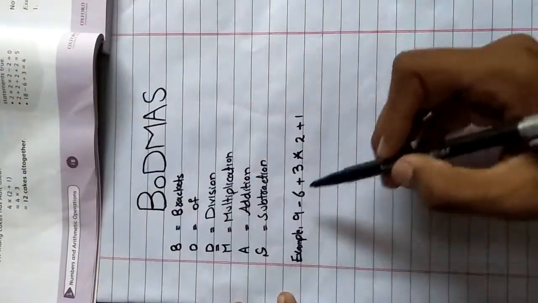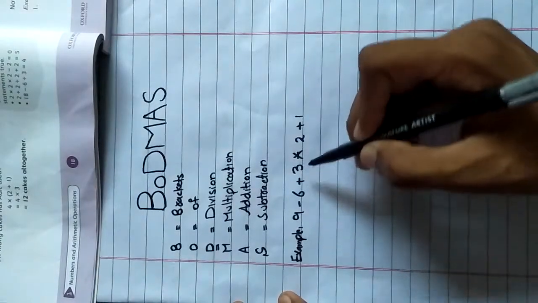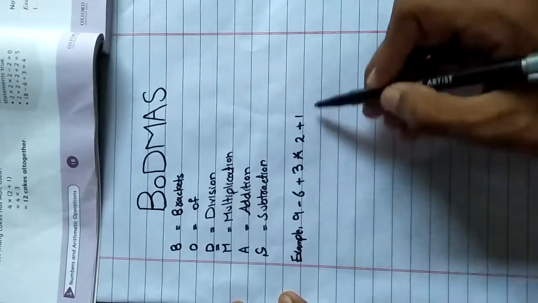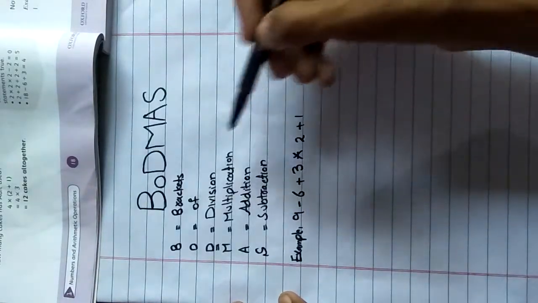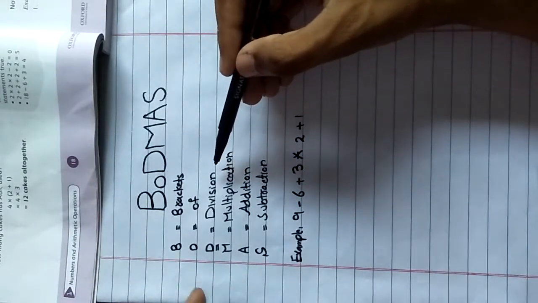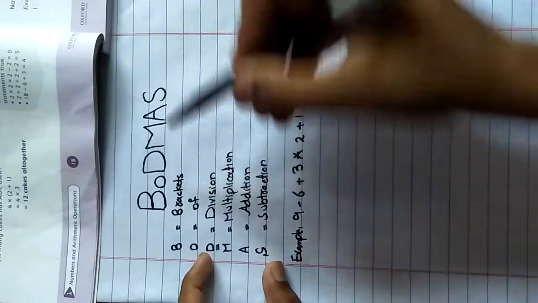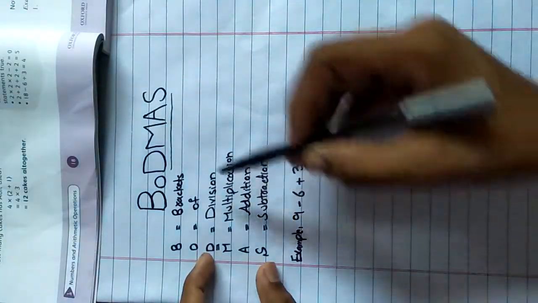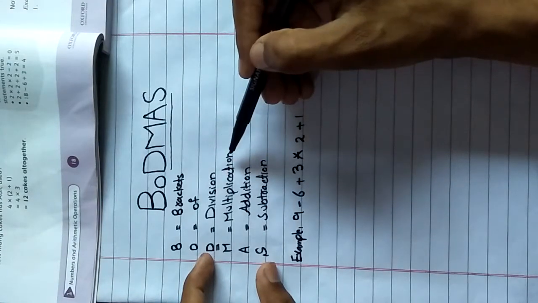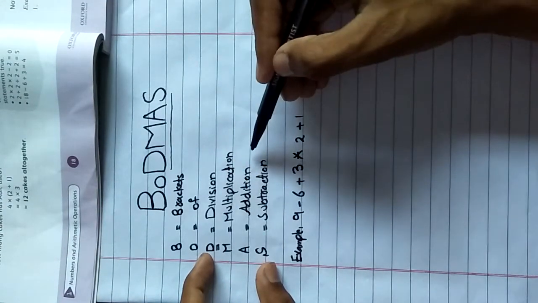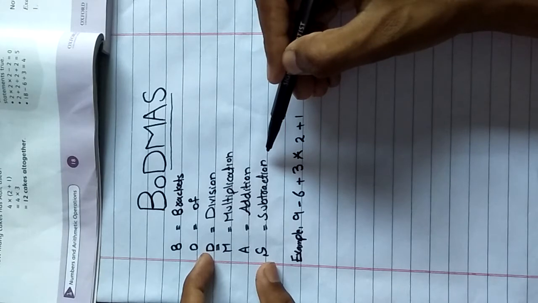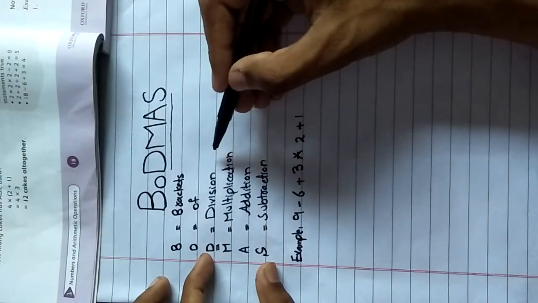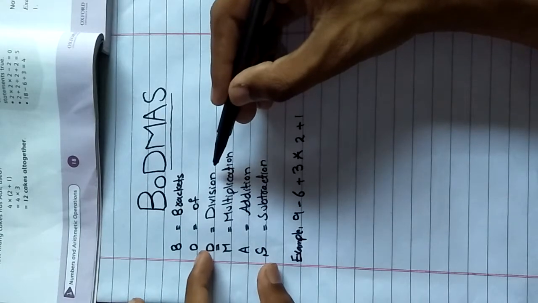Right, student, the example is 9 minus 6 divided by 3 multiplied by 2 plus 1. There is no bracket in this given term, so you should start the operation from division. Follow the order: firstly we perform the division, then the multiplication, then the addition, and then, last, the subtraction.